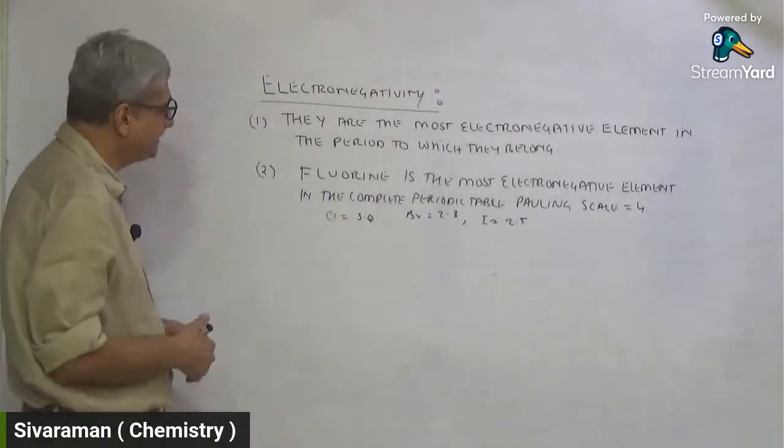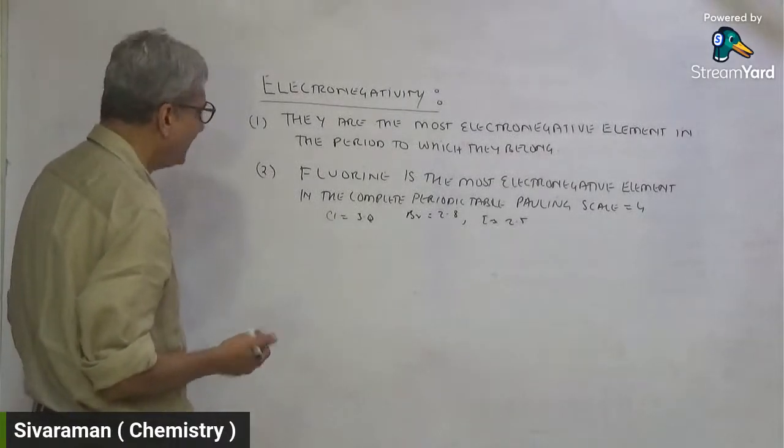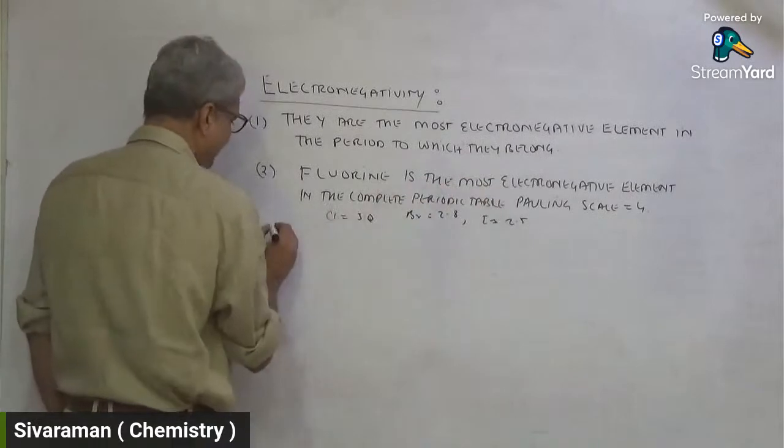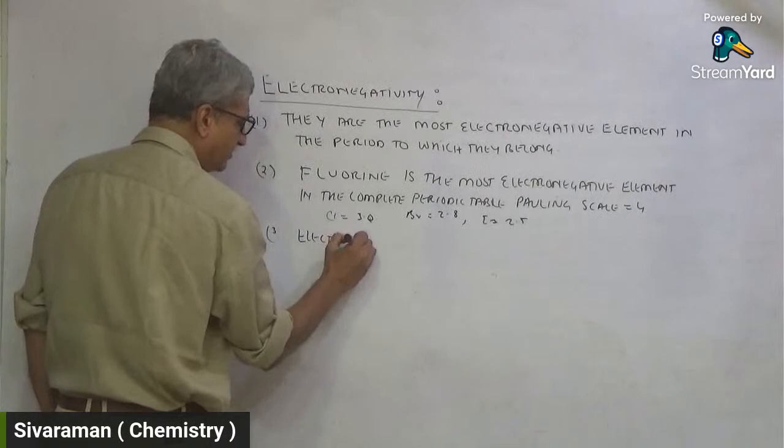Then the most electronegative element in the period. And electronegativity, of course, we have the third point we can see here: electronegativity decreases as we go down the group.